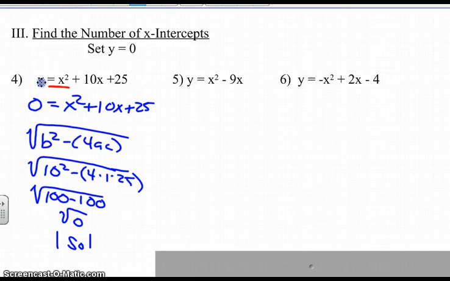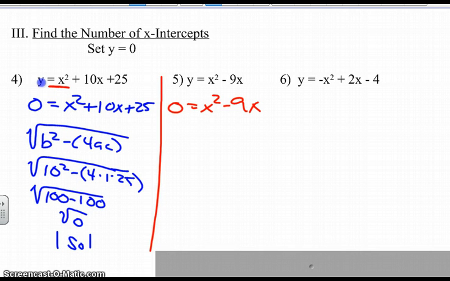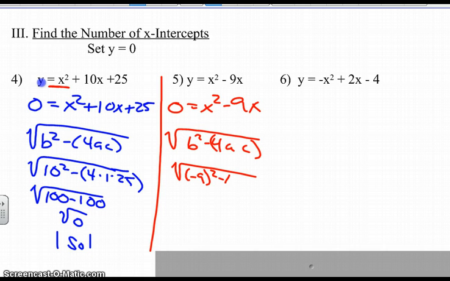Number 2 is a little different looking, isn't it? We're used to seeing 3 terms. So what are we doing here, Lauren? Well, we'll set it equal to 0. Okay. And then we'll put it in the radical. So okay, then it would be, I put negative 9 squared minus 4 times 1 times 0. C is 0. Very good.